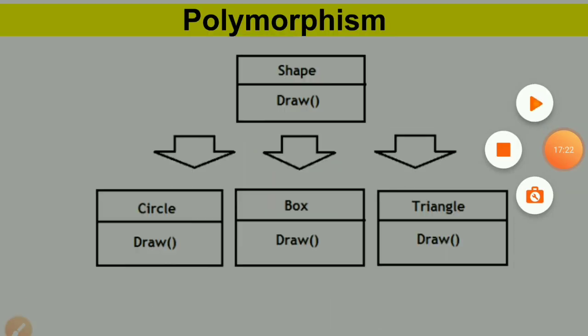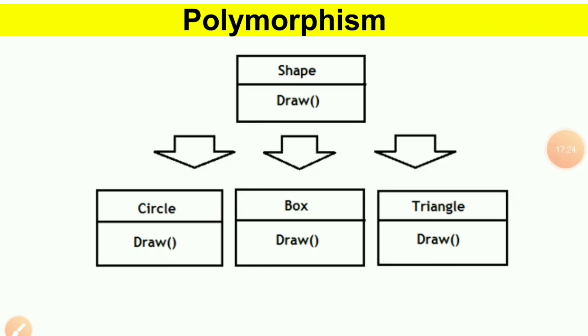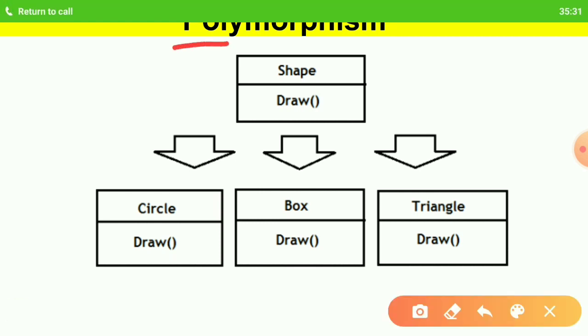So the next topic, or the next principle, in object oriented programming is polymorphism. Polymorphism consists of two words, poly and morph. That means the same object can take different forms. Remember this phrase: same object can take different forms. This is known as polymorphism.